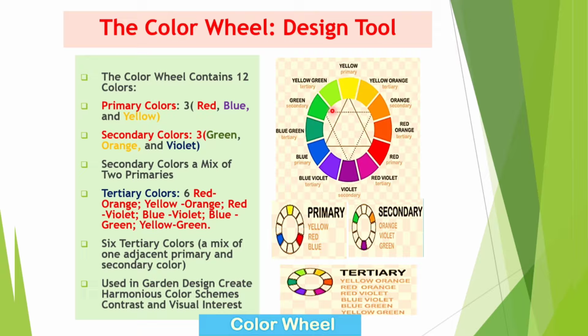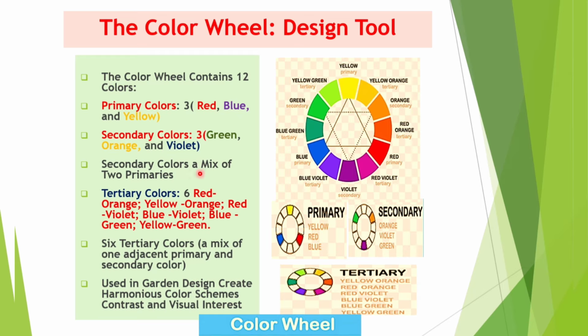Now, the color wheel is this way. The color wheel contains a total of 12 colors: primary, as I said, 3 in number, and secondary, 3 in number. The primary colors are red, blue, and yellow. This triangle is of primary colors. The secondary colors are green, orange, and then violet. Now, there are the tertiary colors.